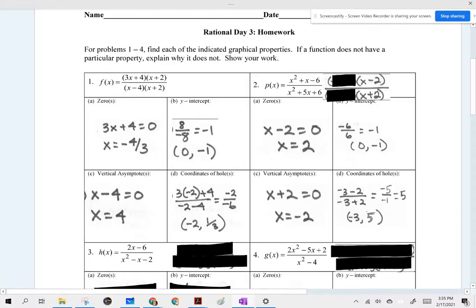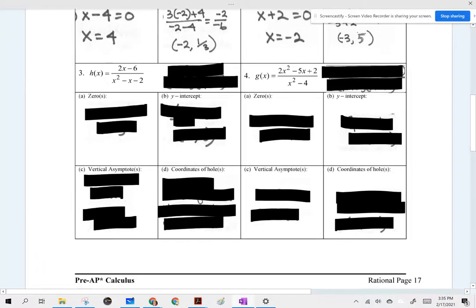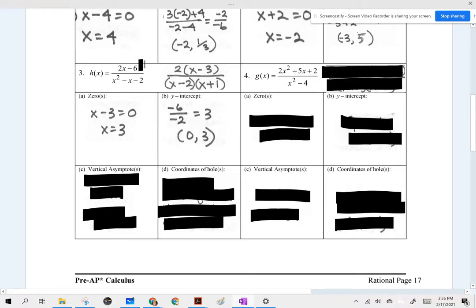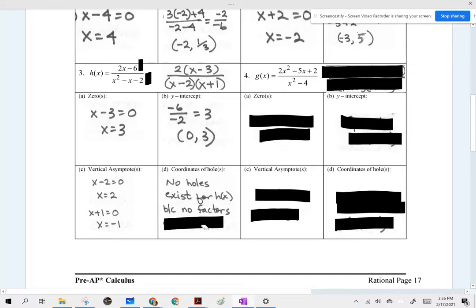All right, so on number 3, go ahead and factor and then answer A, B, C, and D. Okay, there's the factored form, your zeros, your y-intercept. Again, you could just take a look at it with the -6 over -2. Put that in an ordered pair. Vertical asymptotes: notice that there's no canceling factor, so you have x equals 2 and x equals -1. Notice that there are no common factors top and bottom, so there are no holes. There are no factors that cancel out.